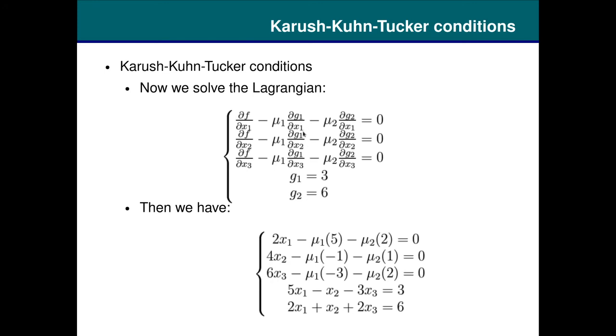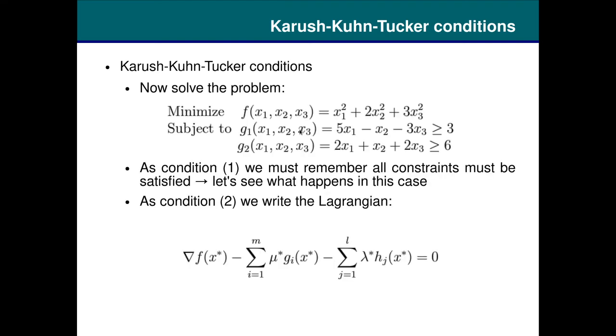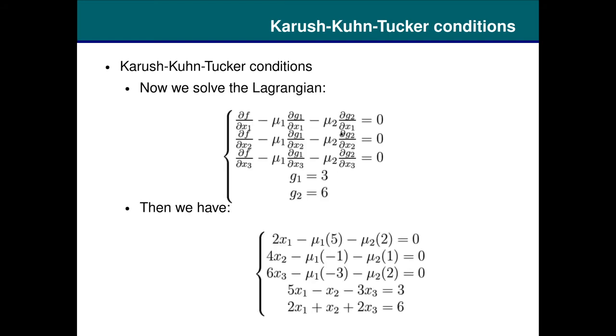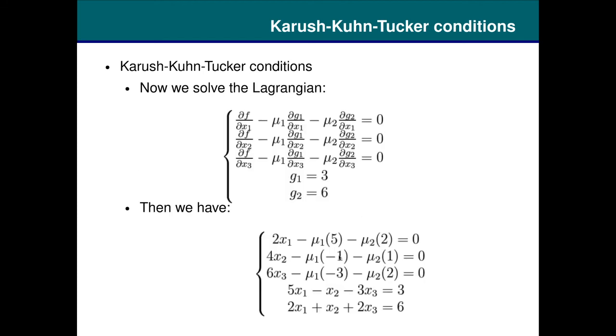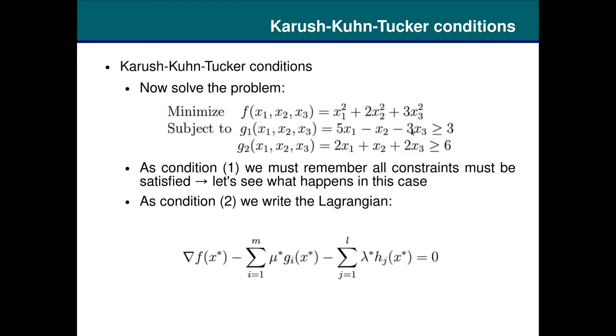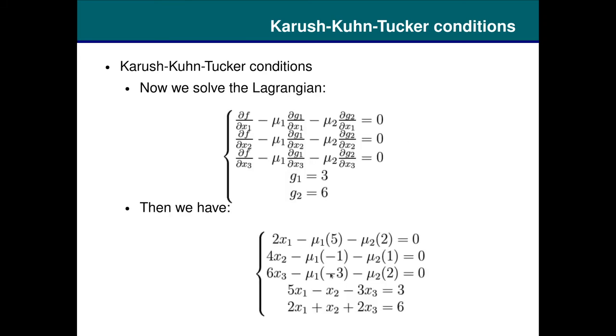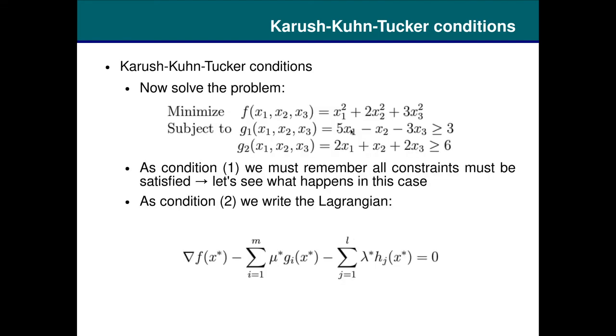First constraint, differentiating in terms of x1, that will be 5, as shown here. First constraint in terms of x2, minus 1, as shown here. First constraint in terms of x3, that will be minus 3, over here. Second constraint in terms of x1, that will be 2.